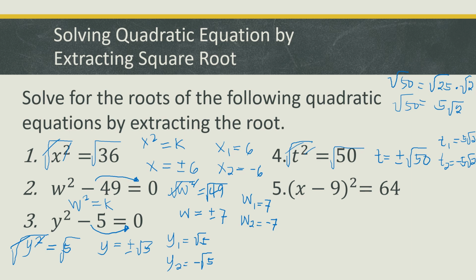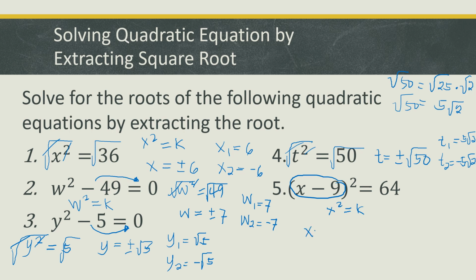Example 5. If we have observed, it is already in the form of x squared equals k. It is just that the x value is a binomial, but the case is the same. We just need to extract the square root.